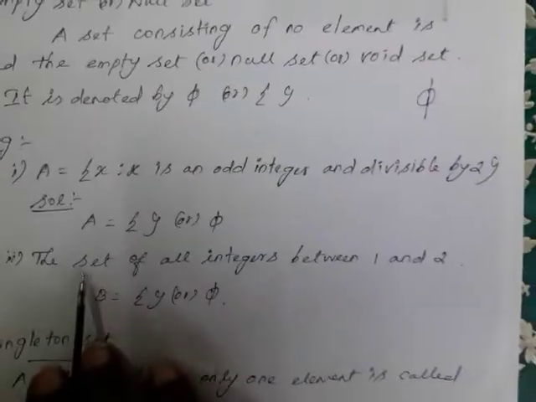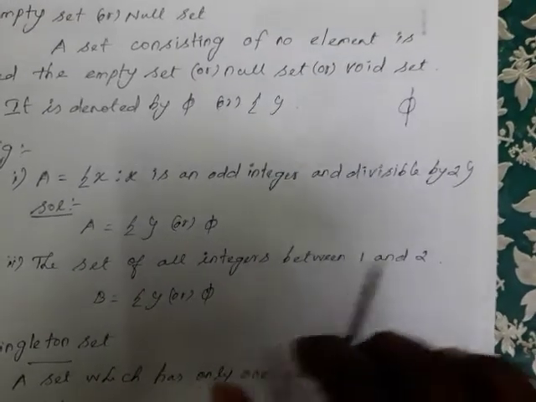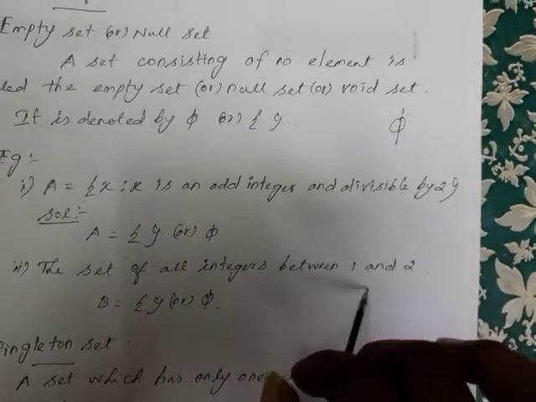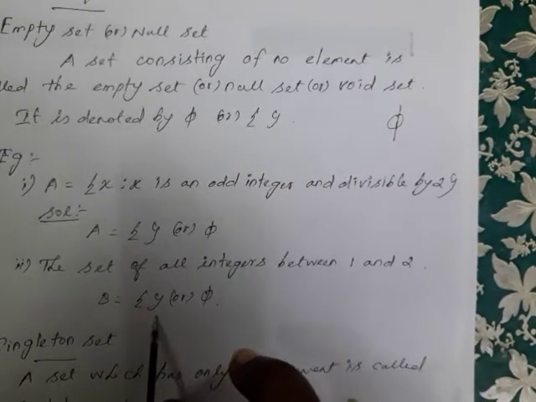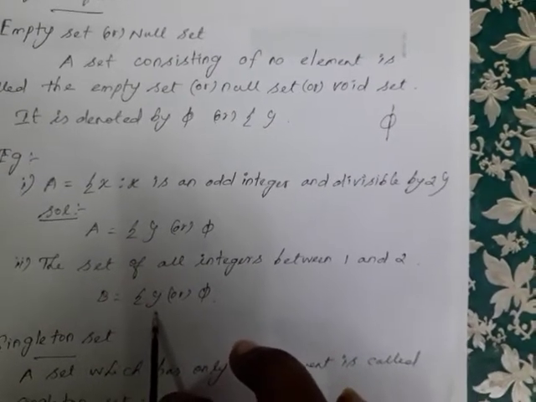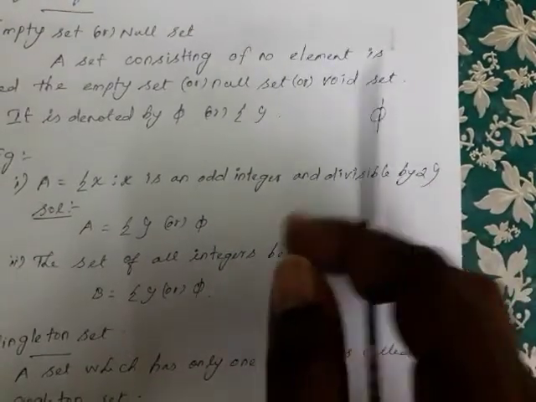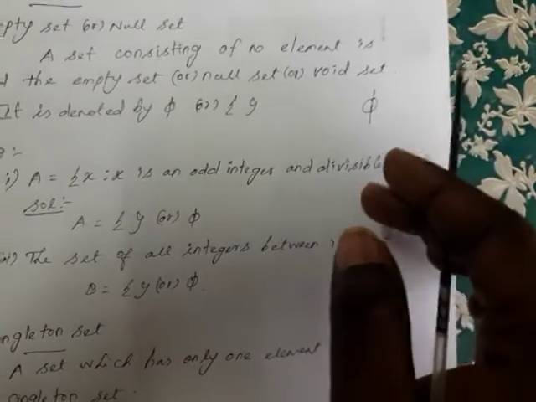The next example: the set of all integers between 1 and 2. Between 1 and 2, is there any integer? No. So that is called the empty set. So again I will say, empty set means there are no elements. That is called the empty set.